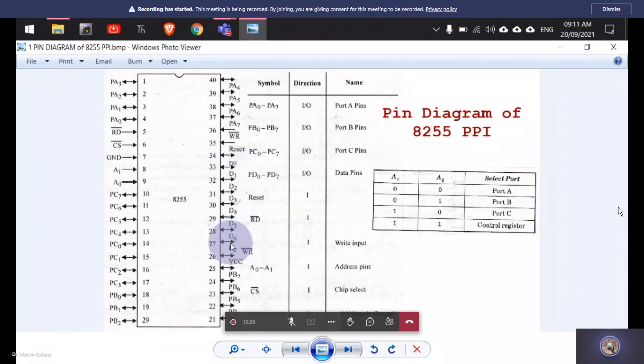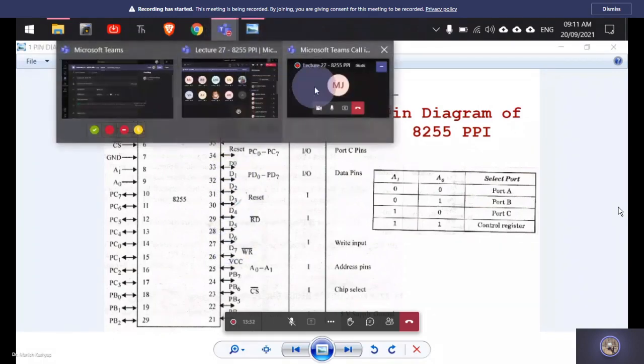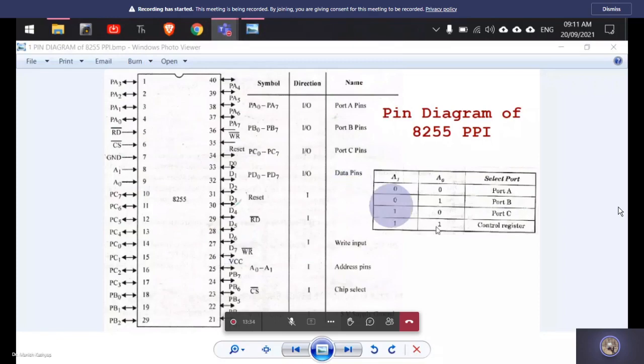so it will be connected to this directly. Okay, somebody's mic is on. Okay, so it will be connected to this thing directly. I mean, data bus D0 to D7. However, for 8086, we will be using the lower order data bus. The lower order data bus will be connected to this thing, right?